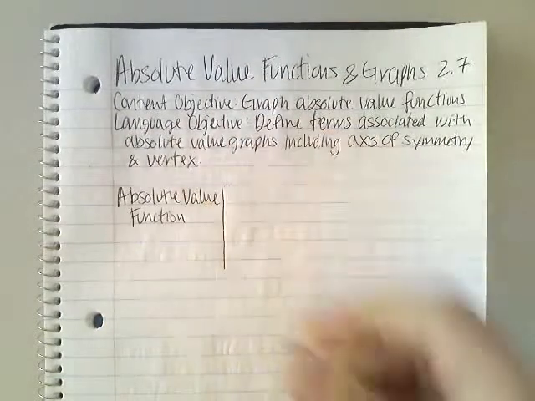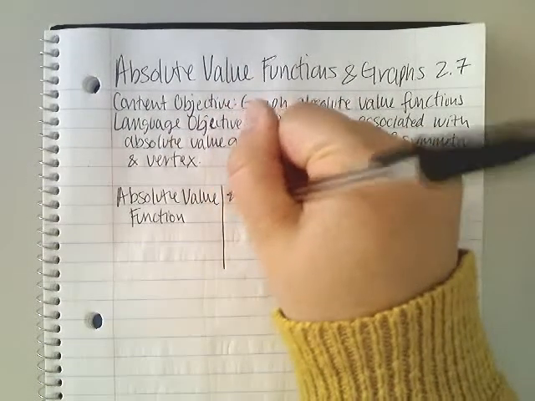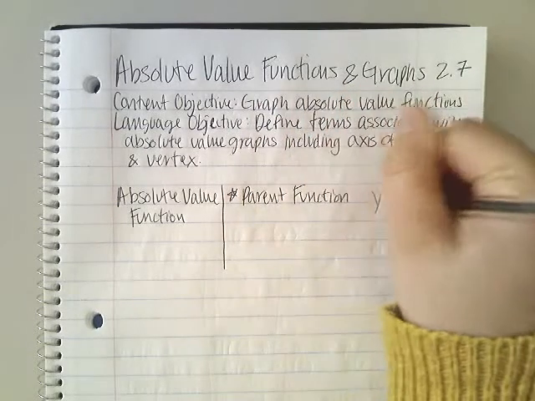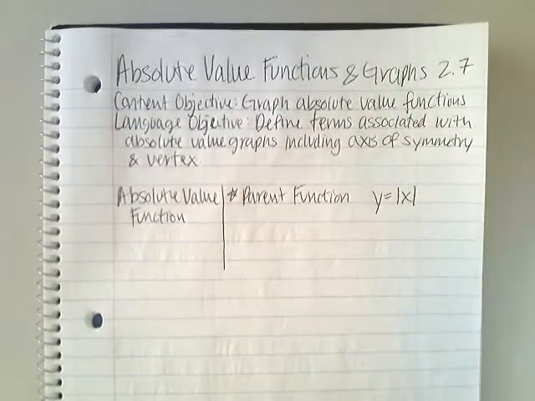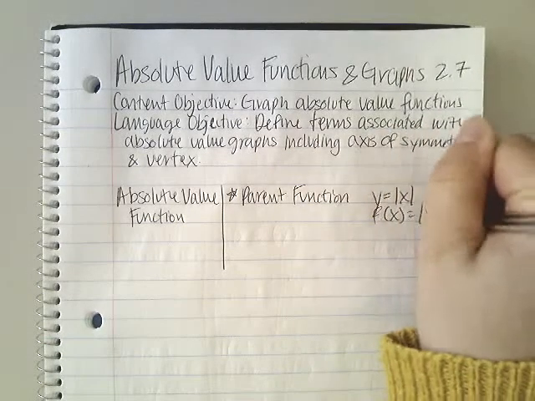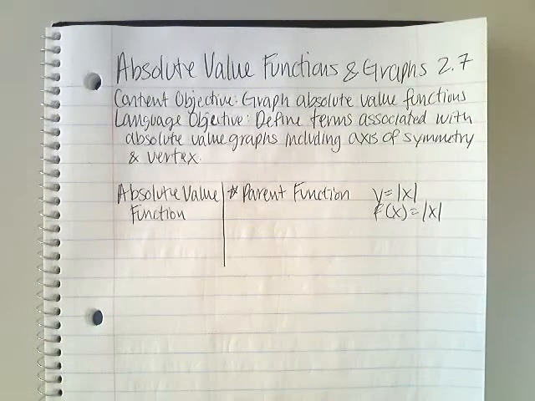So our absolute value parent function, make a note that this is what we are working with, as we mentioned in our last notes, is y equals the absolute value of x, or f of x is equal to the absolute value of x, saying the same thing.